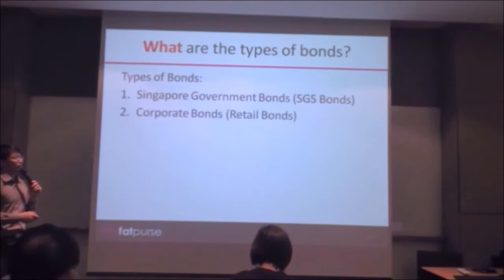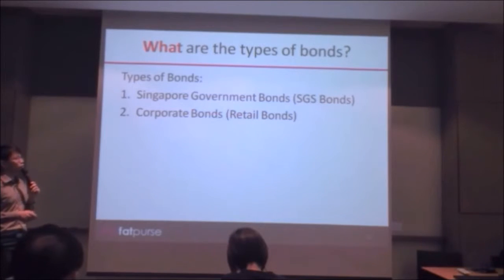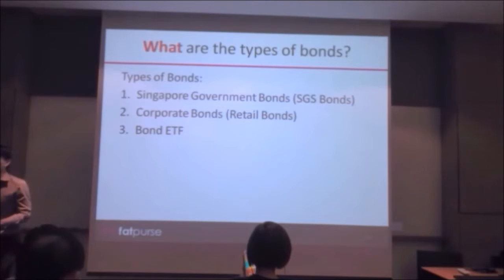Second, corporate bonds. For corporate bonds, there are 2 types. One is for institutions and one is for retail. Today we will talk about retail bonds. The third one is bond ETF, exchange traded fund for bonds.